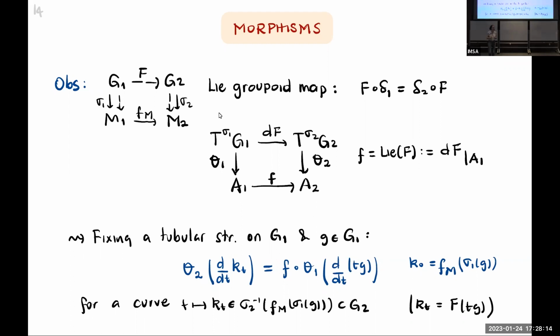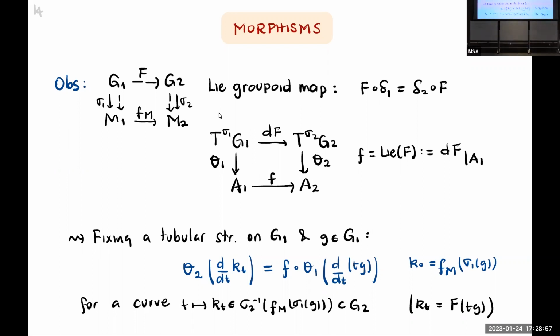Right? So I'm just writing down the commutativity of this diagram. What I see here is that I can define the image of F applied to G as a solution of an ODE. So I'm writing here this curve K of t, but this is the ODE that it should satisfy. And then F applied to G is just the solution of this ODE at time 1.